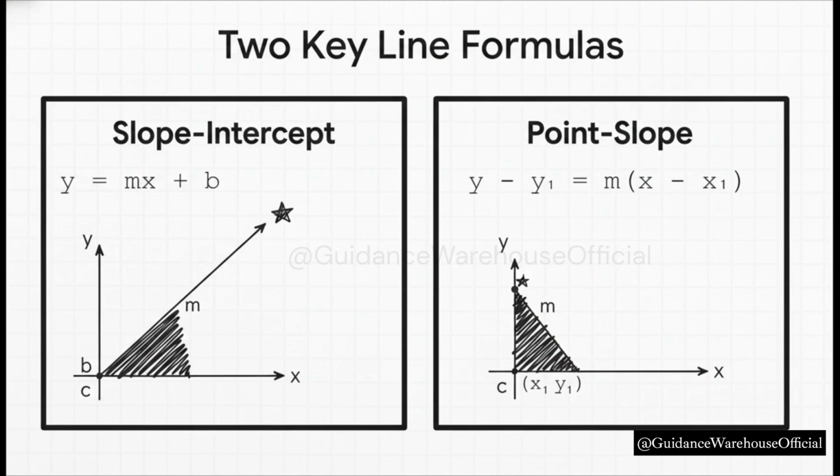To really work with lines, you need two key formulas in your toolkit. First up is the slope-intercept form, y equals mx plus b. This is what you use to analyze a line's equation. It instantly tells you its slope and where it's going to cross that vertical y-axis. The second tool is the point-slope form. This is what you use to build a line's equation from scratch. If you know its slope and just one single point that it passes through, this formula is your best friend.